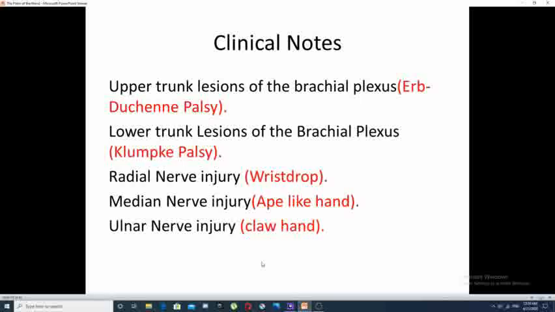The last topic in our series on the upper limb is the clinical notes, which means the diseases that can be explained by anatomical explanations. One of these diseases is called Erb's-Duchenne palsy. Erb's-Duchenne refers to the name of the scientist who described this disease. Palsy means that a group of muscles have lost their function, and this disease results from an upper trunk lesion, disease or injury of the brachial plexus.